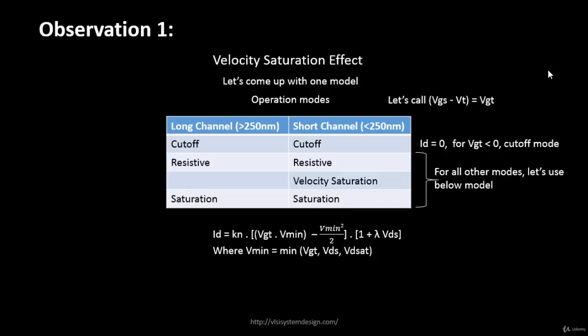Hello everyone. In the last couple of videos, we came up with new modes of operation, and one of them was the velocity saturation region of operation. And we came up with a drain current model that will try to represent all of them. The drain current model is what you see over here: Id = Kn [Vgt Vmin - Vmin²/2](1 + λVds).